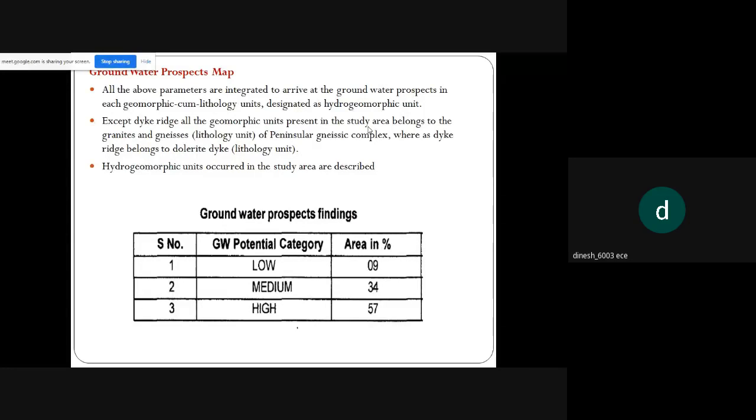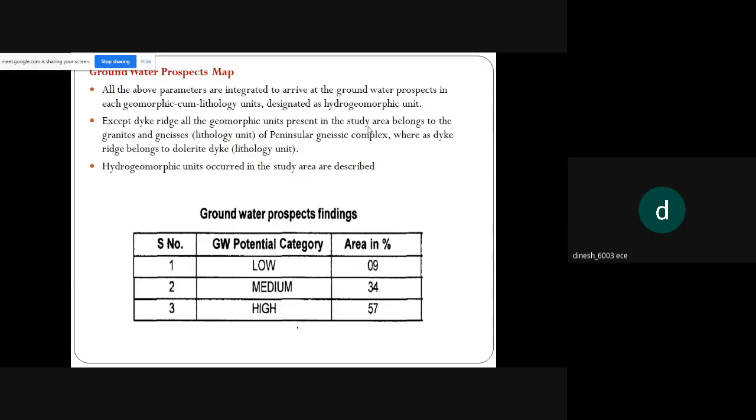So the groundwater prospects mapping is divided into three. One is the low groundwater potential category. Another one is the medium category. Another one is the high category. In the low category, the percentage of area is around 9%. In the medium category, it is 34%. In the high category, it is 57%.